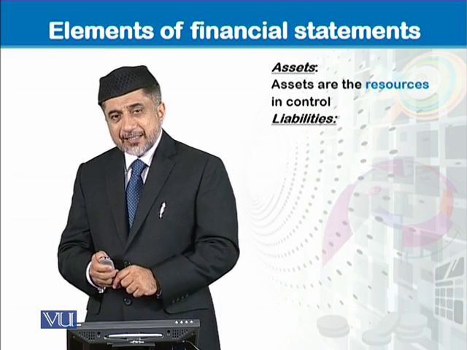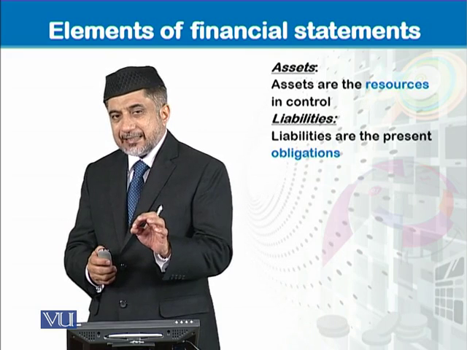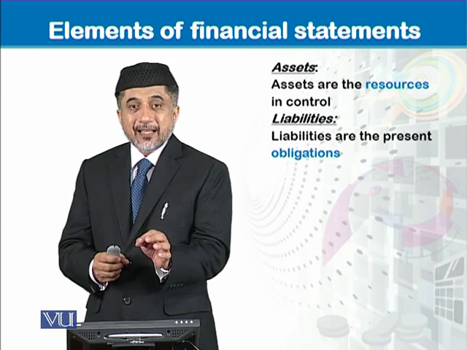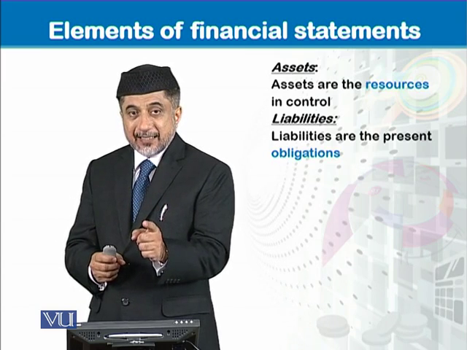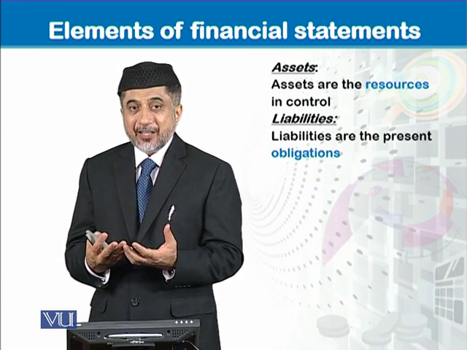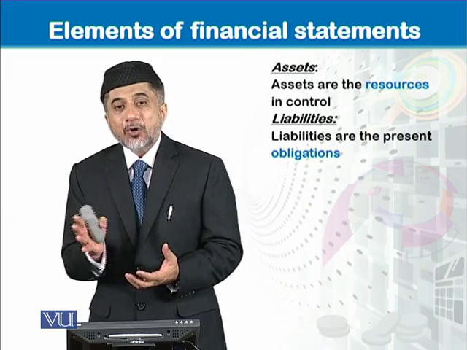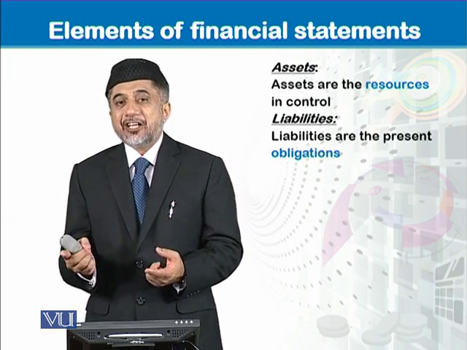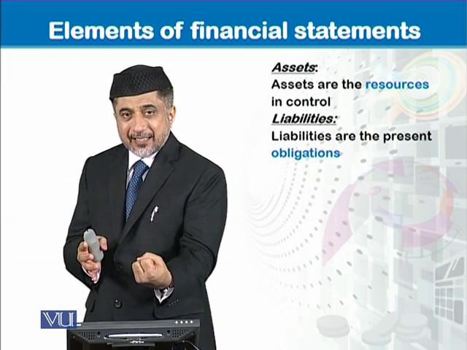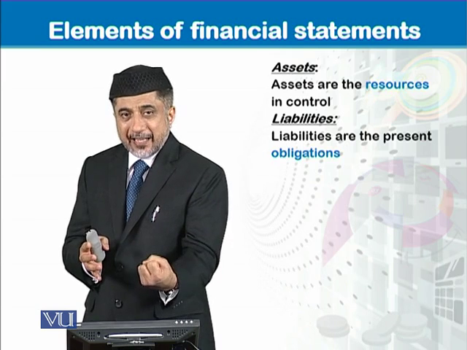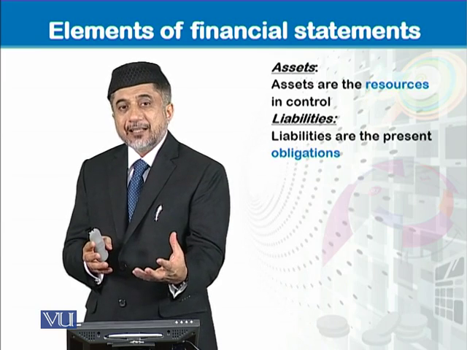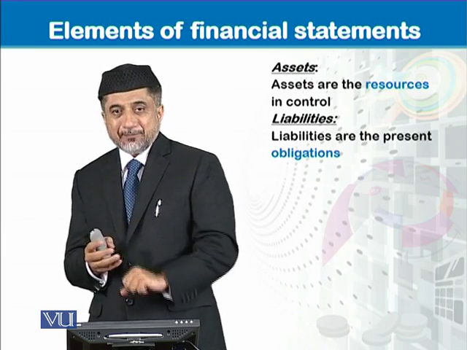And liabilities are the present obligations of the entity for which there is a probability that the resources embodying economic benefits will flow out of the entity in future. So the entity on the reporting date has an obligation for outflowing resources in future.